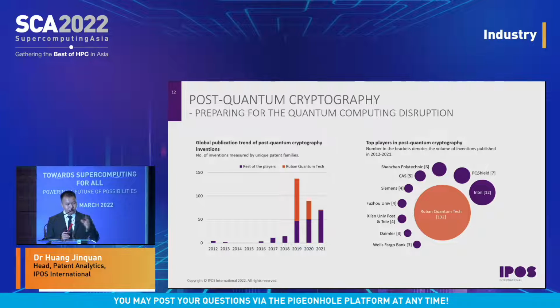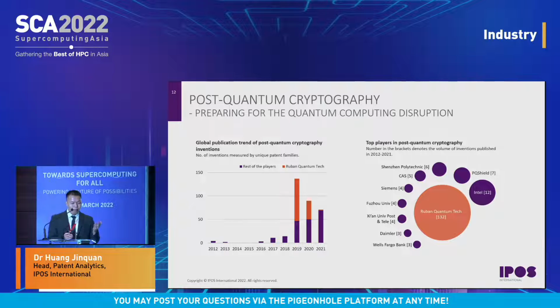So this is also captured in the patenting trend in the world, which is shown on the chart on the left. A lot of inventions are appearing in the most recent 3 years, and if you ignore the contribution from the top player, Ruban Quantum Technology, you will see that the trend is going up very consistently. On the right, I highlighted some of the top players. The number one player is actually Ruban Quantum Technology from China. They have a very high number of 132 inventions.